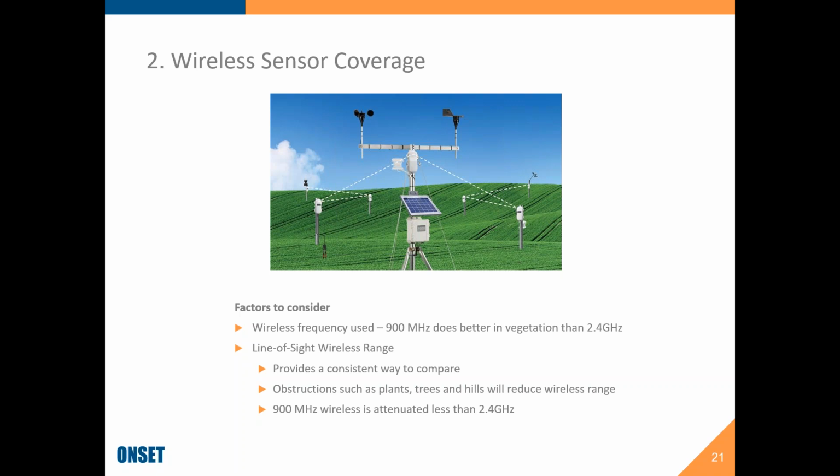And then on top of that, if you've got trees or plants in the way, you may have to derate that range somewhat to account for those. And if you're going through woods, that could significantly reduce your range, by a third even. So keep that in mind as well. And usually your vendors will be able to give you some sense for what the reduction will be. And then you want to look at, again, the frequency. 2.4 gigahertz signals will get attenuated much more than 900 megahertz signals.